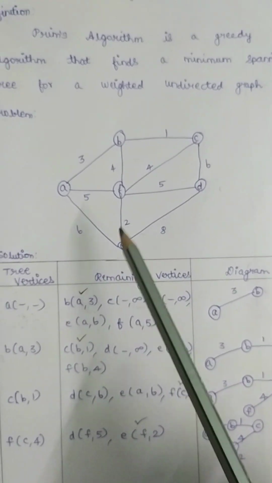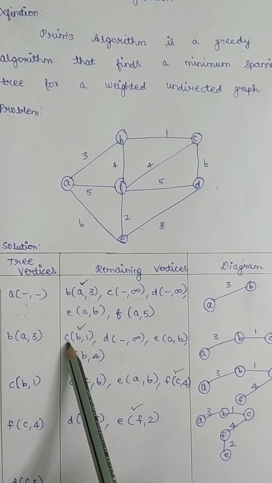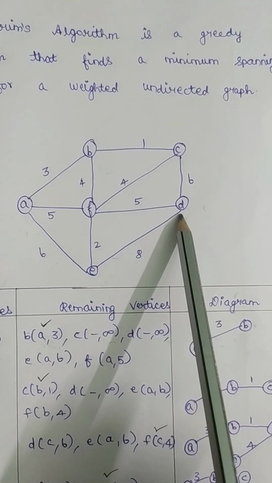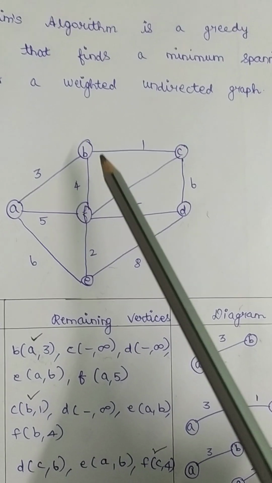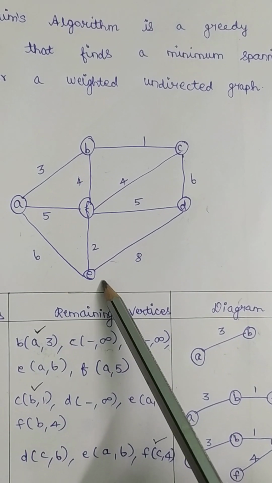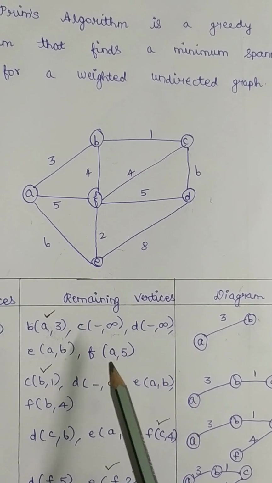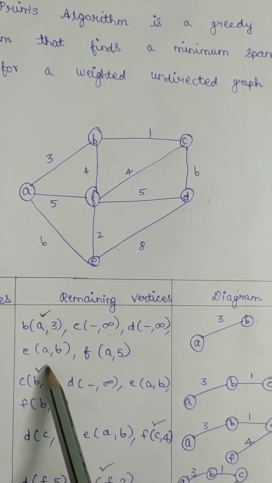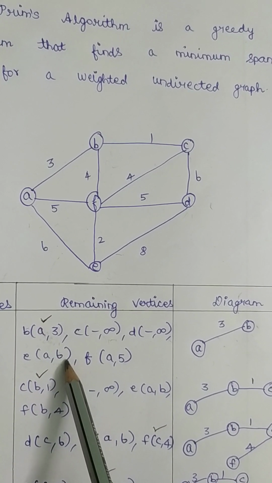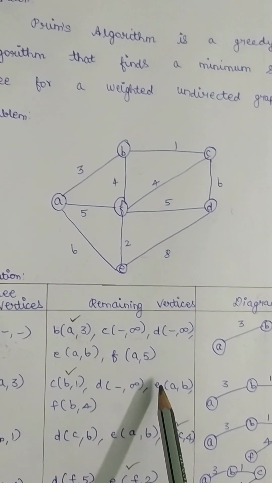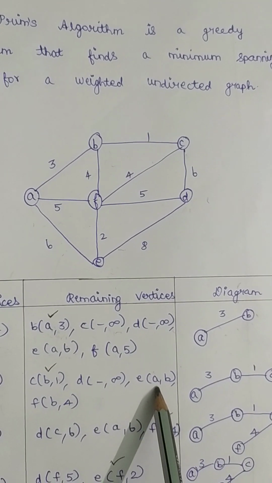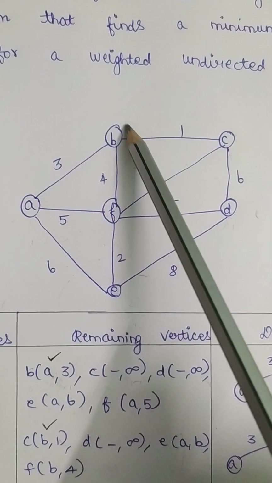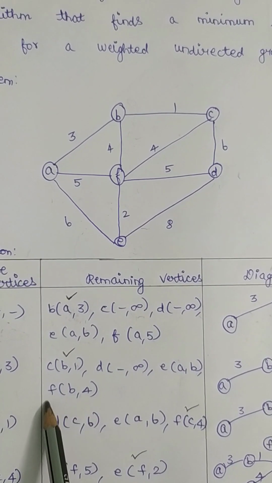The distance from B to C is 1. There is no direct connection from B to D, so we mark it as infinity. And also there is no direct connection from B to E, so we move to the previous step. Here the distance from A to E is 6. If there is a shorter distance from the previous step, we can consider it for the next step. So the distance from A to E is 6, and the distance from B to F is 4.